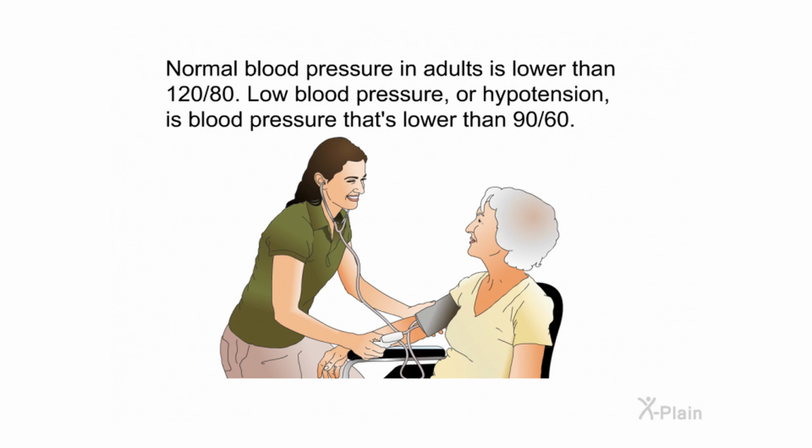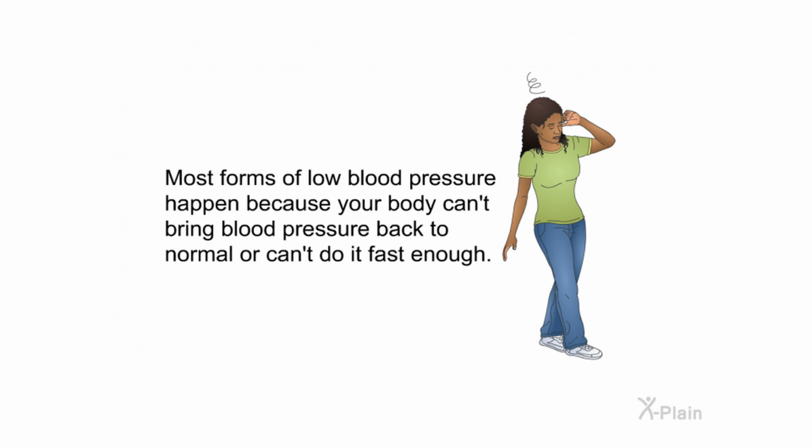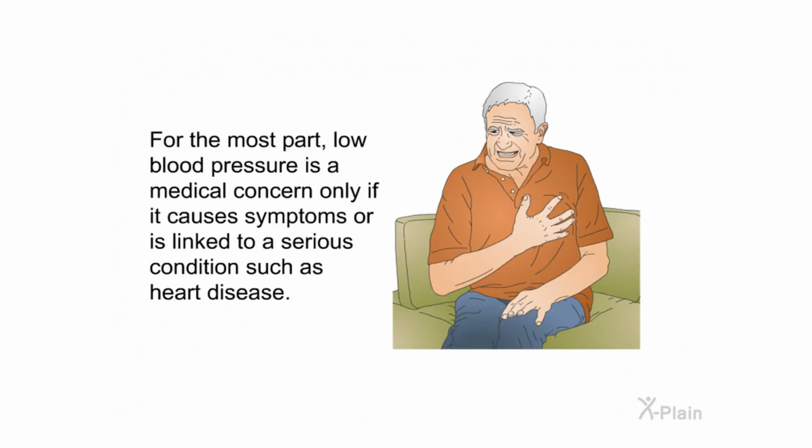Low blood pressure. Normal blood pressure in adults is lower than 120/80. Low blood pressure, or hypotension, is blood pressure that's lower than 90/60. Most forms of low blood pressure happen because your body can't bring blood pressure back to normal or can't do it fast enough. For the most part, low blood pressure is a medical concern only if it causes symptoms or is linked to a serious condition such as heart disease.